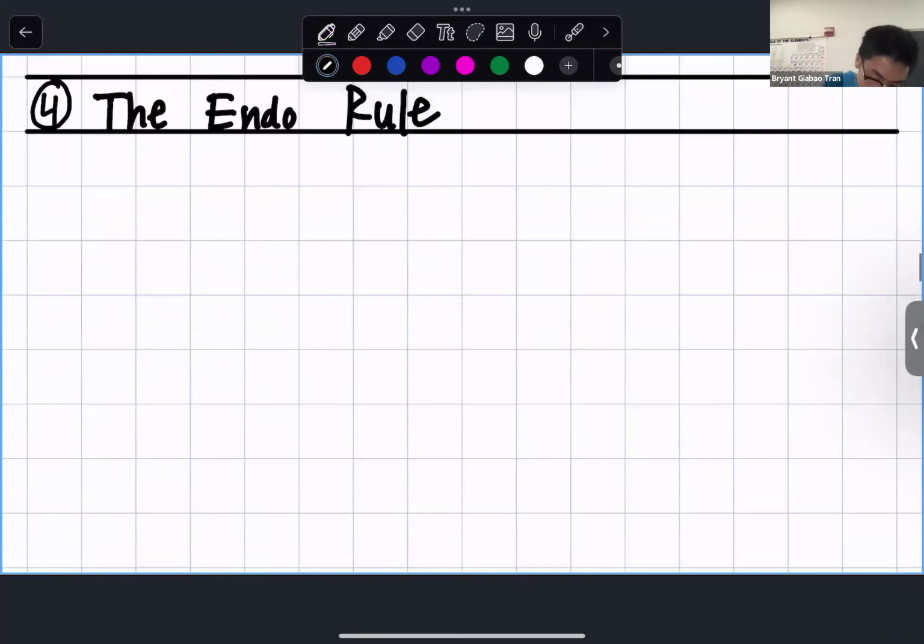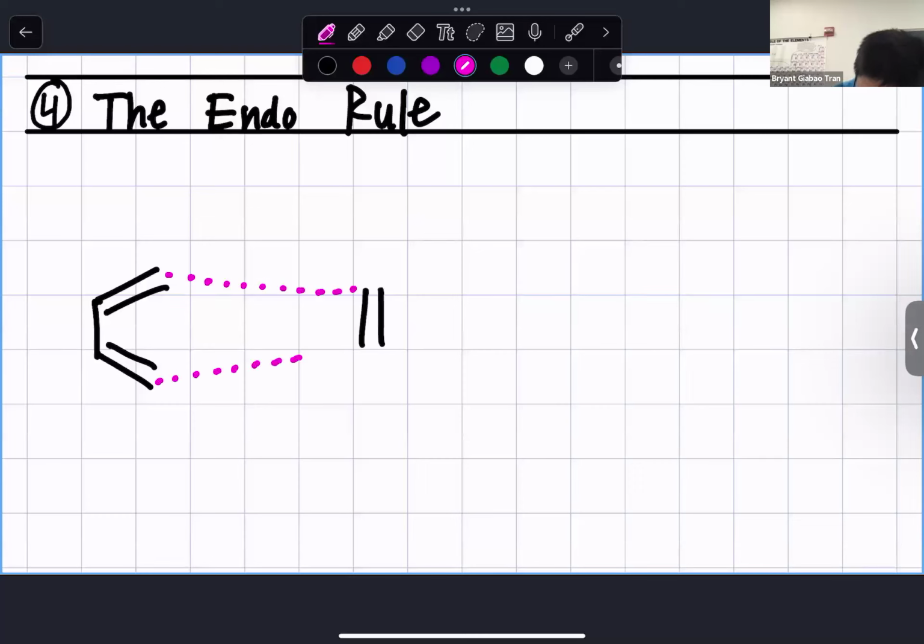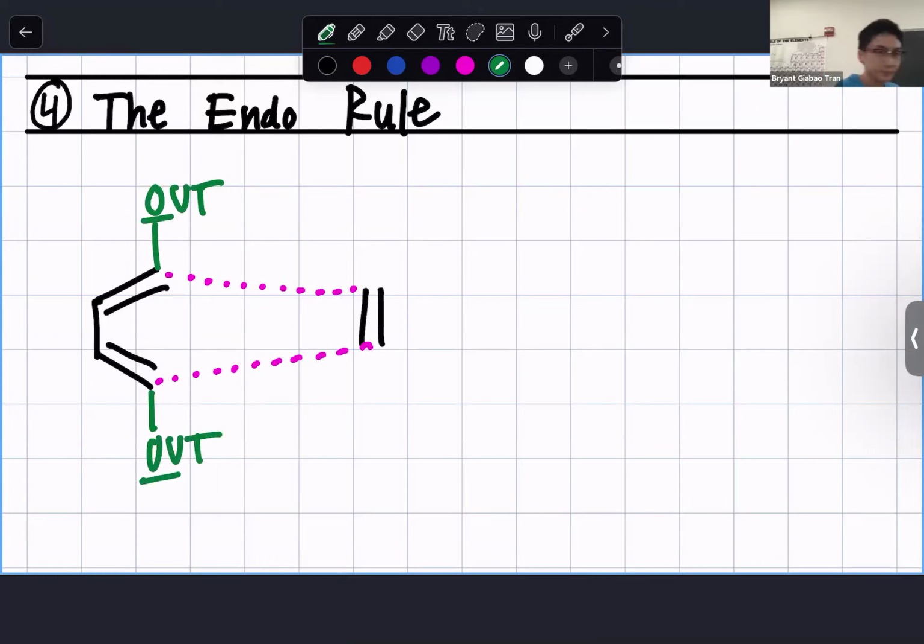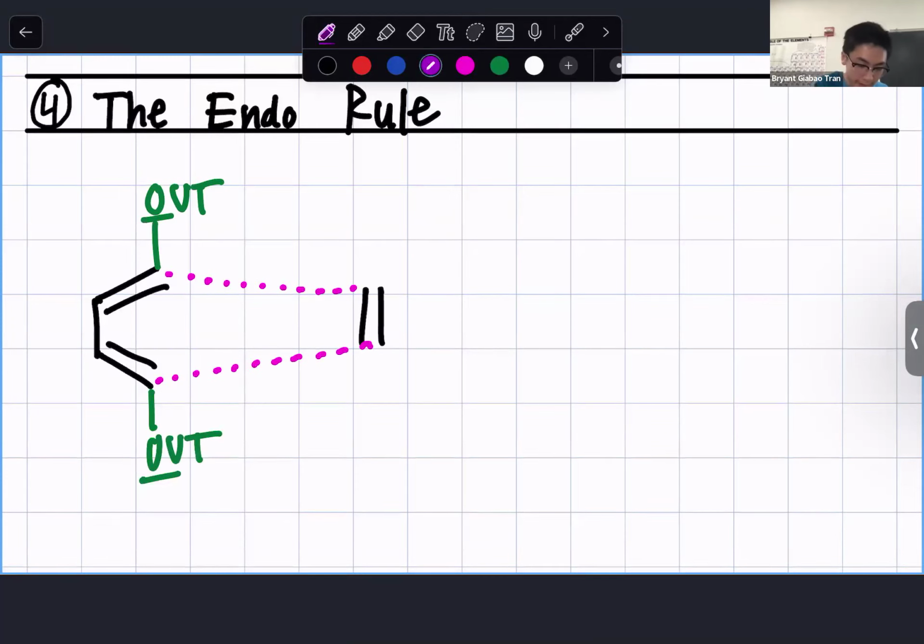Let's say we have this diene right here, and this dienophile right here. We know that there's going to be a pocket between them when they react, forming those new bonds right there. And there's going to be a double bond right there as the product, right? Where the groups coming out of the diene here are called out groups. So that's an out group. This is also an out group right there. The in groups are going to be the groups inside the pocket between the diene and dienophile.